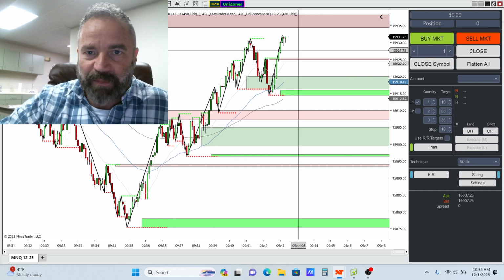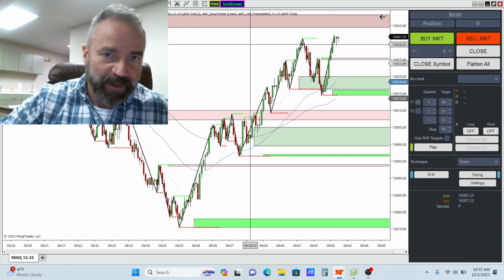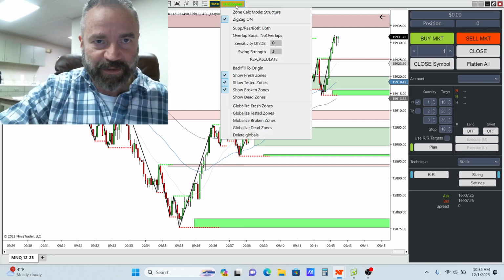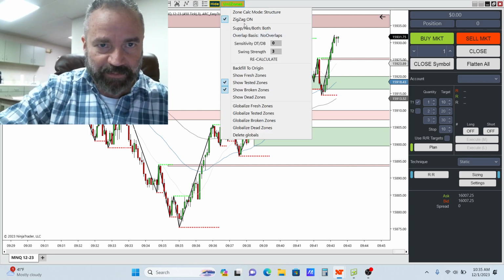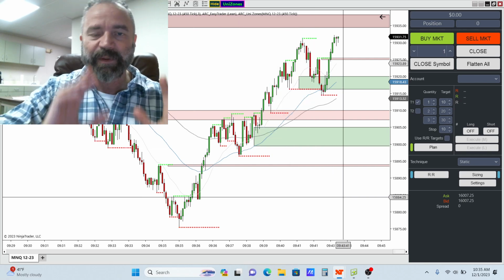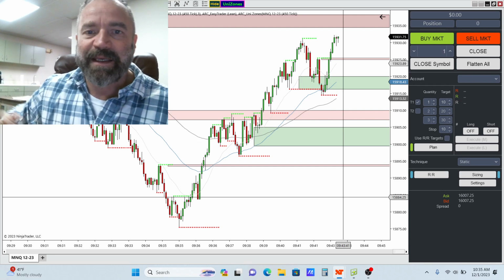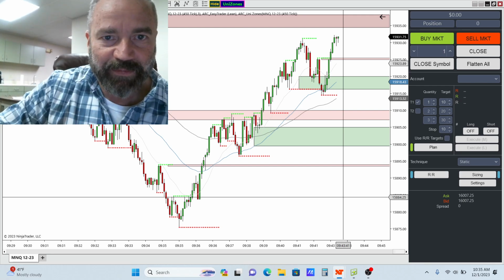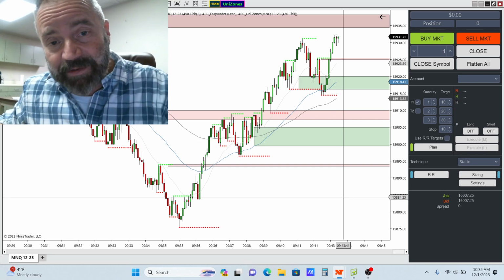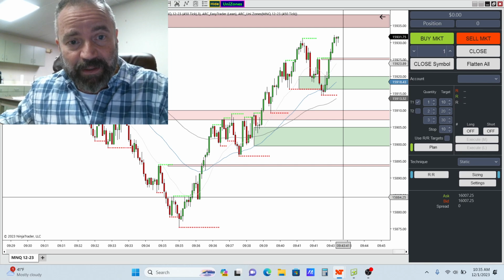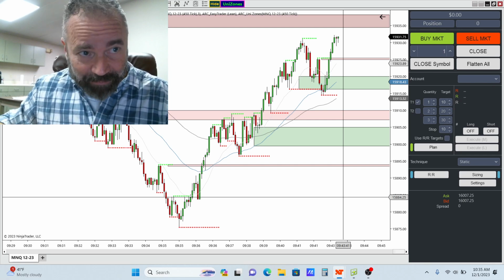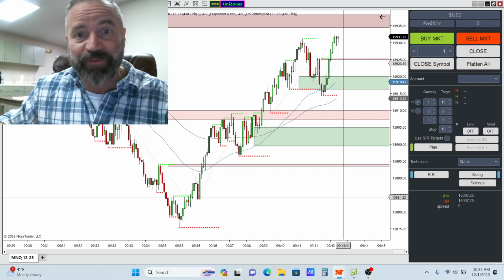These show where the most orders have been taken. Let me move this camera out of the way so I can adjust this. I usually take off fresh zones and I take the zigzags off on that. So here's my chart. Again, you can trade this without these indicators. They are expensive indicators, but they work, man. I mean, they're really invaluable, and I'd highly recommend biting the bullet and getting them if you're serious about trading.